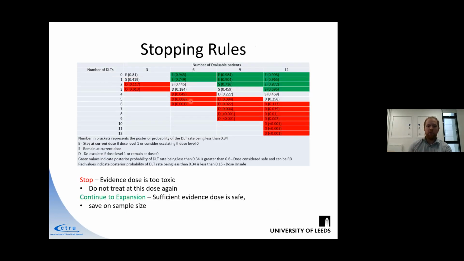And this corresponds to the probability. If there's a really low chance of it being below 0.34, then we don't want to treat there. So in these situations, where we have 2 out of 3 or 4 out of 6, we won't treat at that dose again. The trial proceeds similar to the 3+3 design, I suppose, where you treat, look, and then either escalate or de-escalate. And the trial will stop when you've either reached the stopping rules or the maximum sample size.